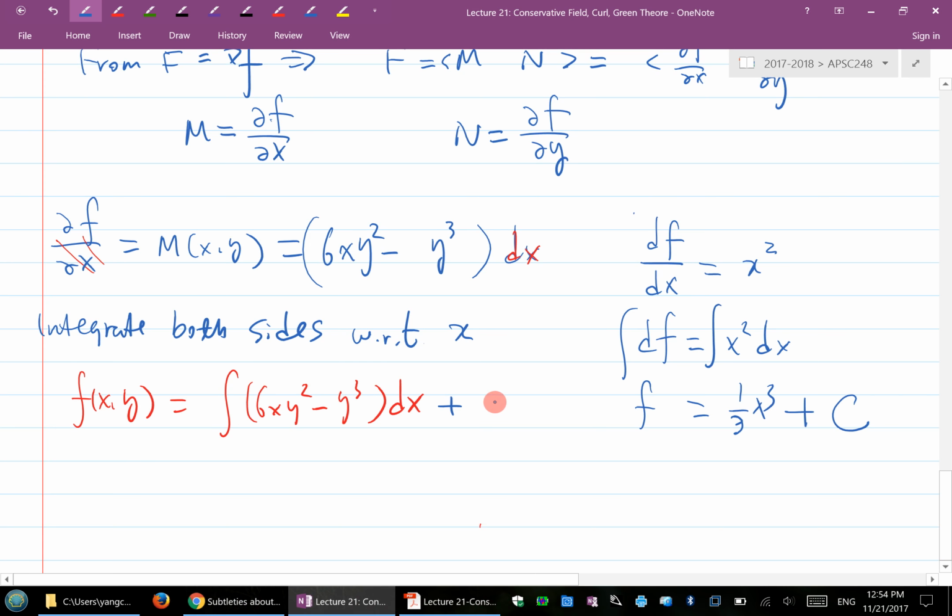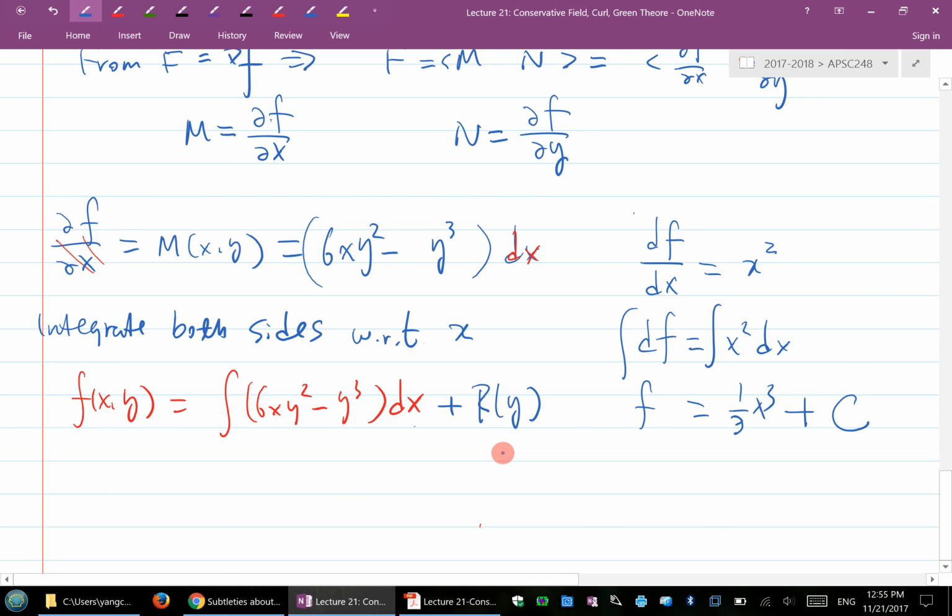However, this is a tricky part here. You are integrating with respect to x, but there's another variable, which is the y. What are you treating the y as? You're treating the y as if it's a constant. So you're not going to add a constant c here. You're going to add a function of y here.